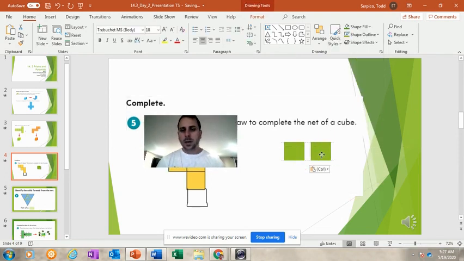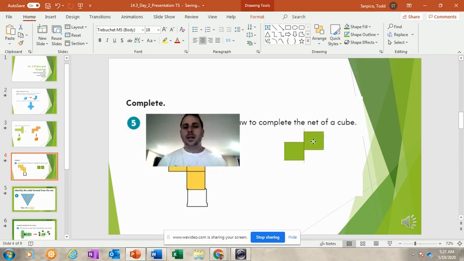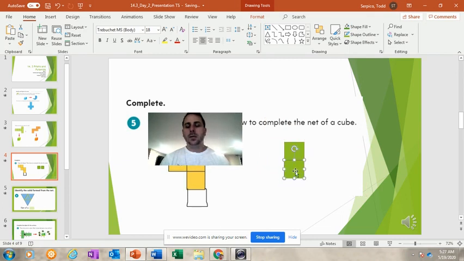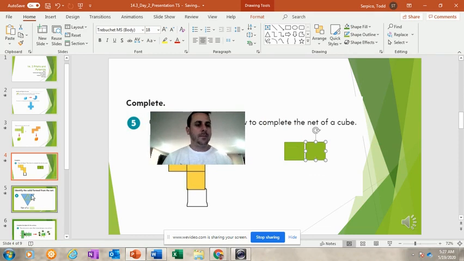Okay, so just make squares that are the same size, and then play with ways that you could attach them together to fold up and make into a cube. And remember, you wouldn't want any overlaps. So that's something that you could do at home.